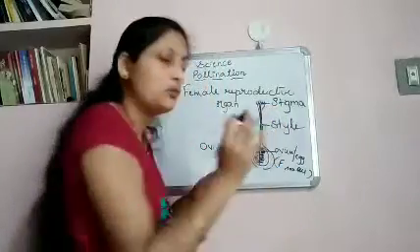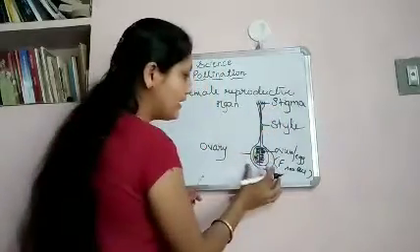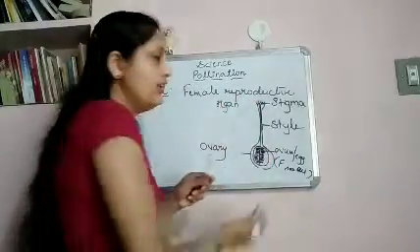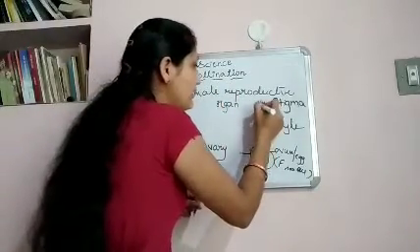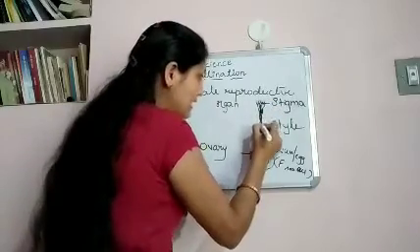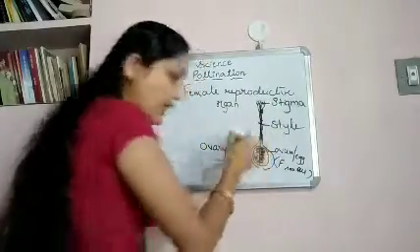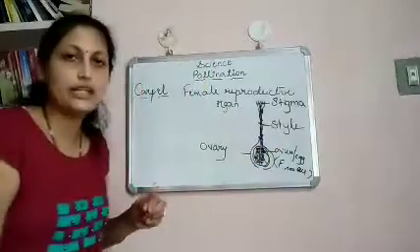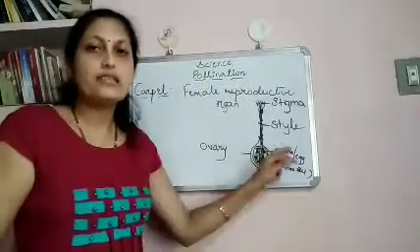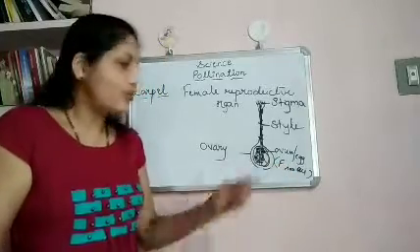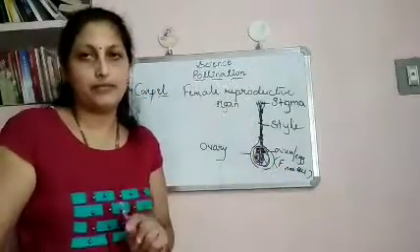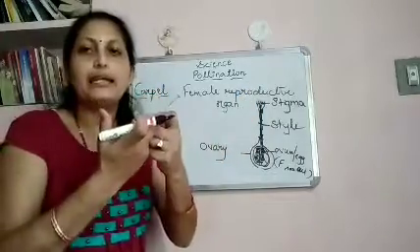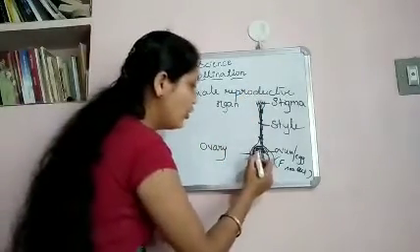So the style is the tube-like structure which connects the ovary and the stigma. It is a connective between stigma and the ovary. So these pollen grains travel through the style and they reach the ovule, means they reach the ovum or the egg. Here the fertilization takes place, means the fusion of male and female gamete. Fusion of male and female gamete takes place here inside the ovary.